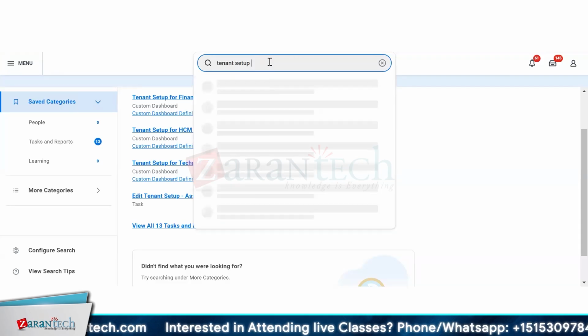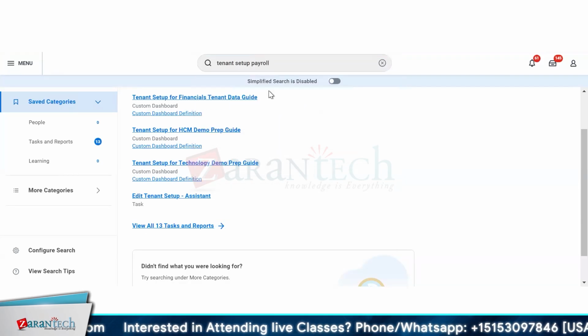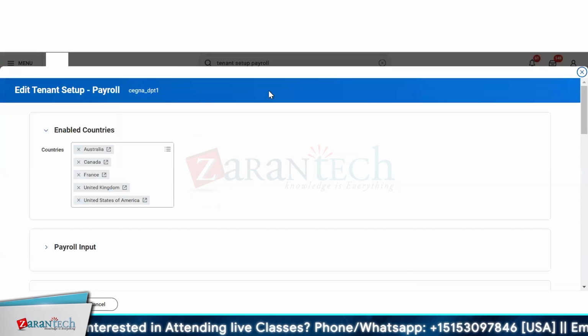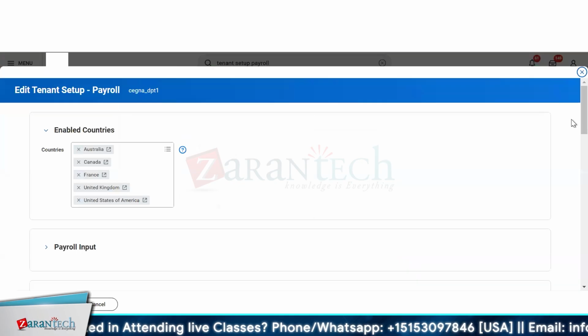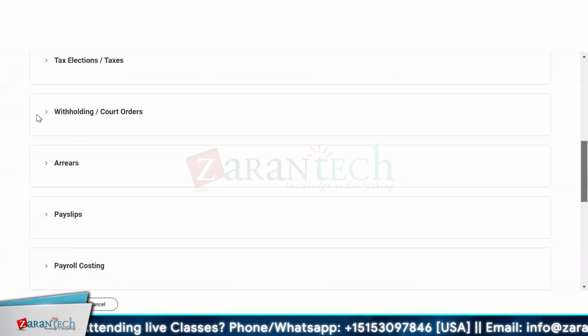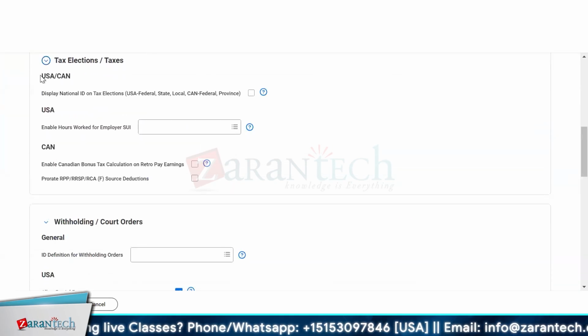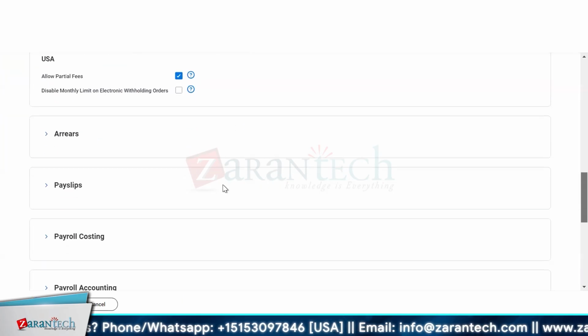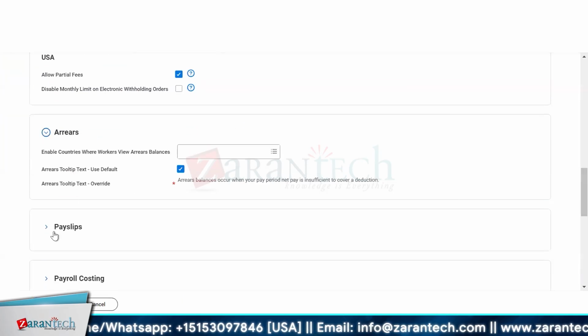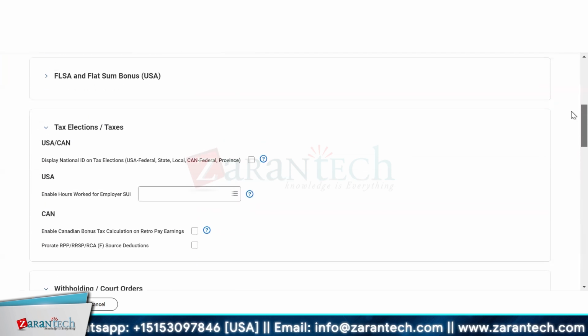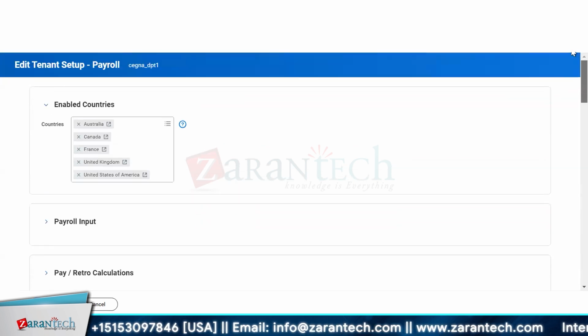Okay, so we have the payroll. If I add this one, for example, this is a payroll, and you can see that a lot of options are there, but for USA, Canada, Journal, USA, Canada, because Workday offers this product for USA and Canada separately. If you want to go with the payroll, I'm giving you an example: Australia, Canada, France, UK, and USA. Which country do you want to use this payroll for?